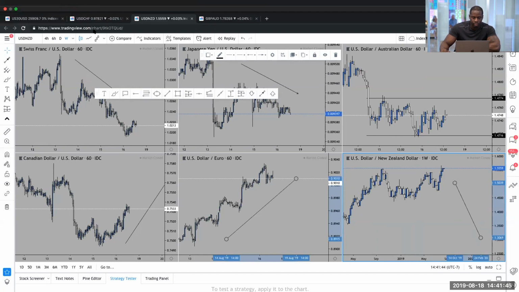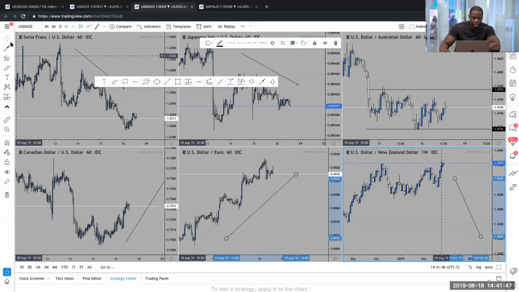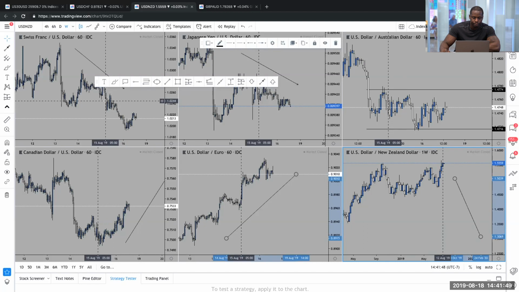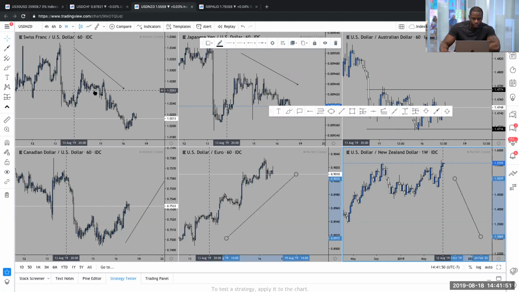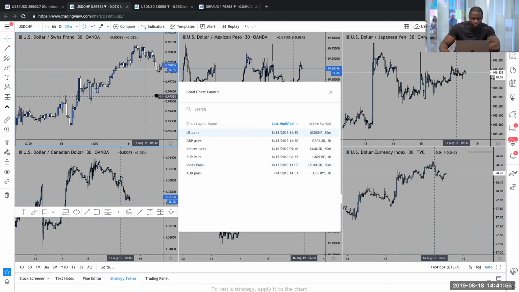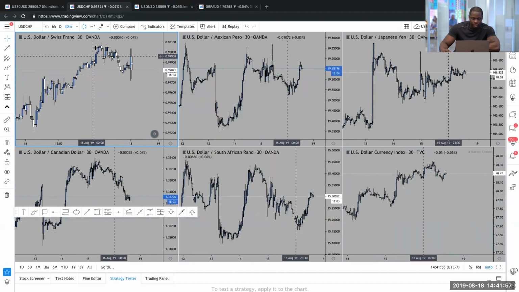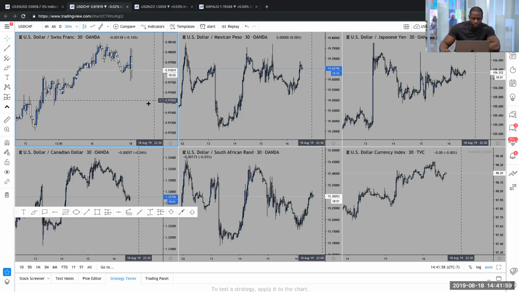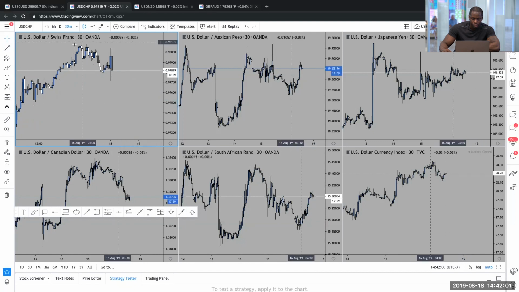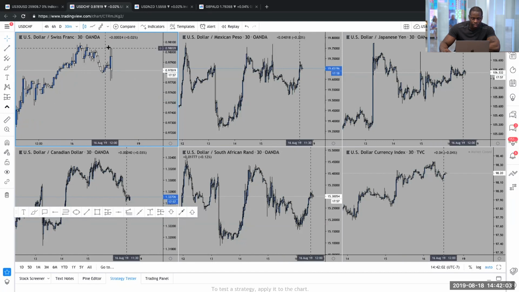So now I'm going to dive down into the Swiss franc, since we already had the Swiss franc beginning to come down, right? So let's take a look at Swiss franc, right? So we're already at a nice resistance level here. Resistance level, it failed to come up.